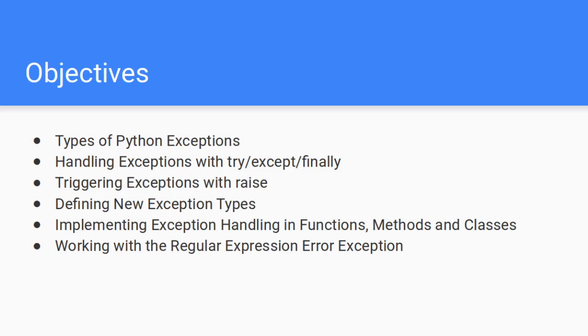Let's talk about types of Python exceptions. Handling them with try, except, finally. How to trigger them with raise. How to define new ones. And how to implement exception handling. Finally, let's give a working example with regular expressions.